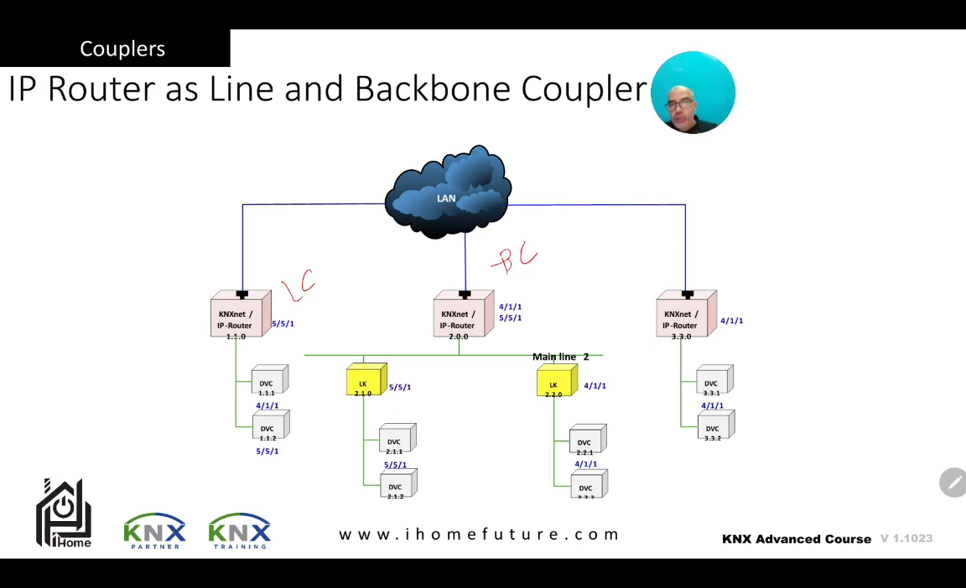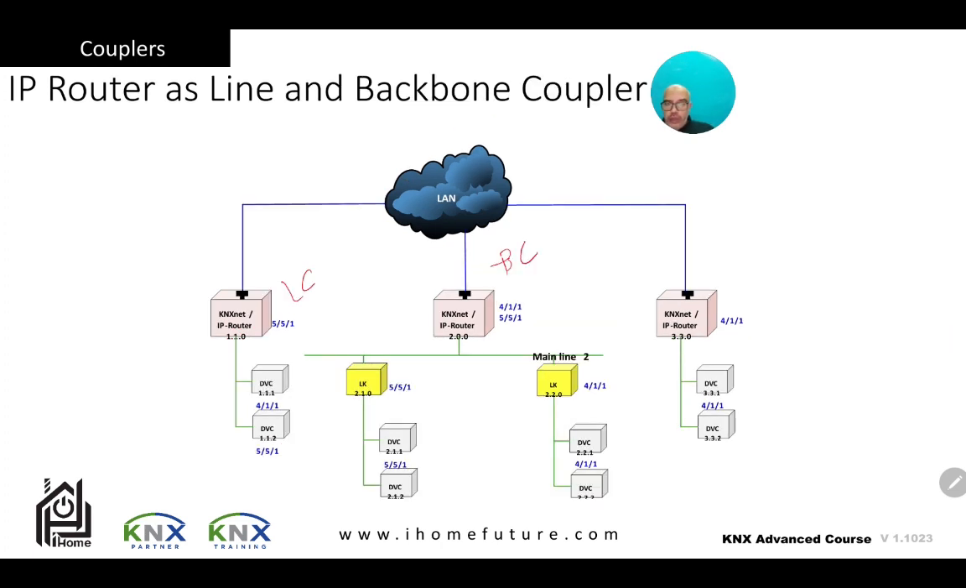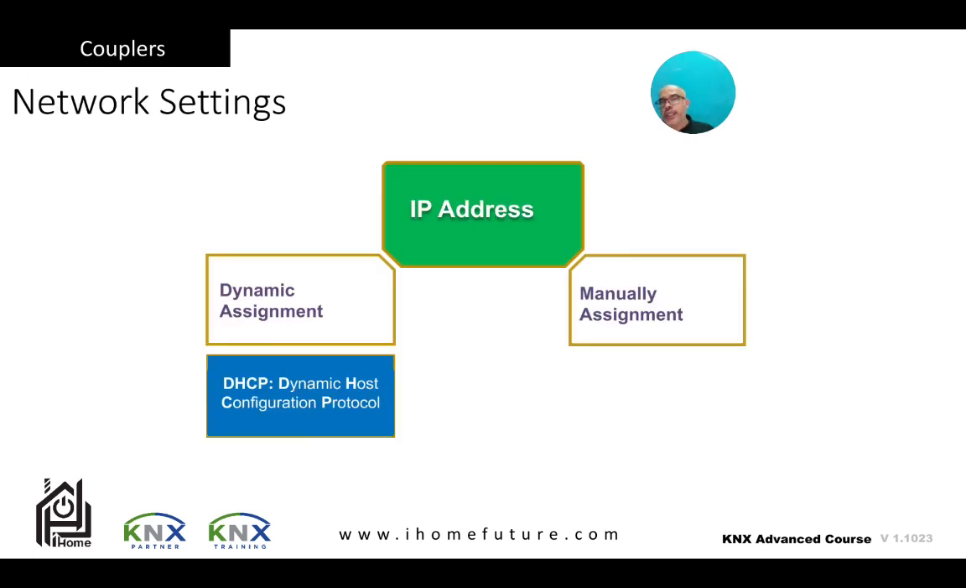But notice that you cannot have two IP routers in the same setup. Meaning that here I have it as a line coupler, right? I cannot put another IP router here and say that I will use it as a backbone coupler. So you only have one router connected to the network. It's not logical, but you have to know that because sometimes it comes in the exam.